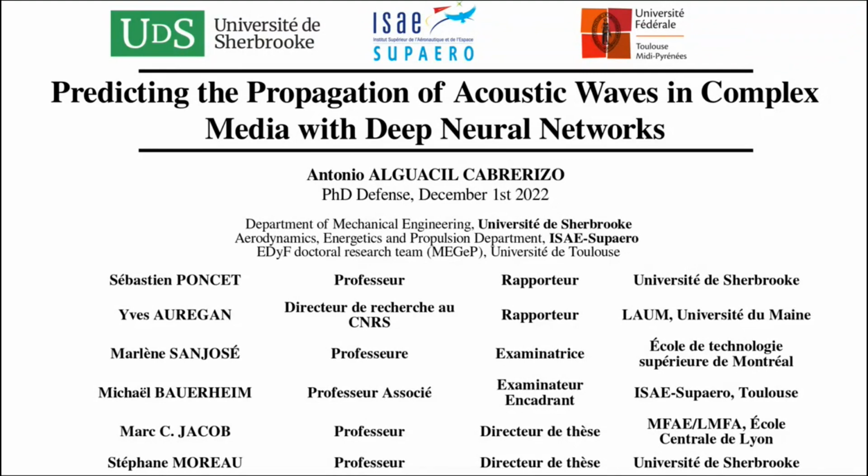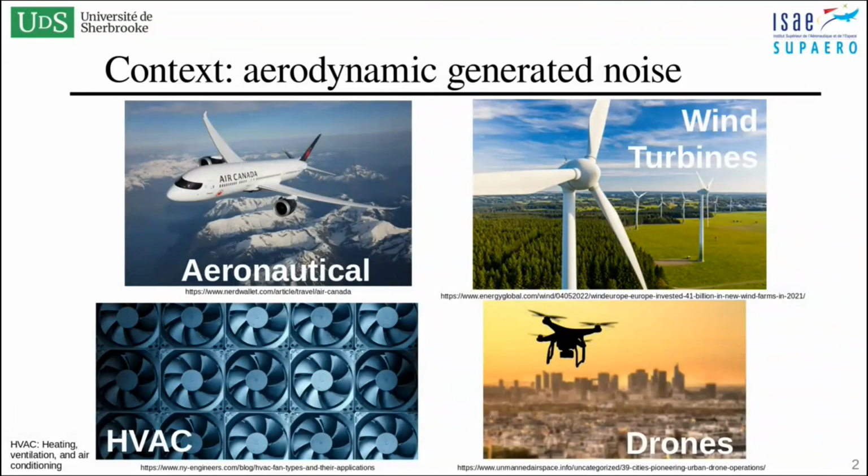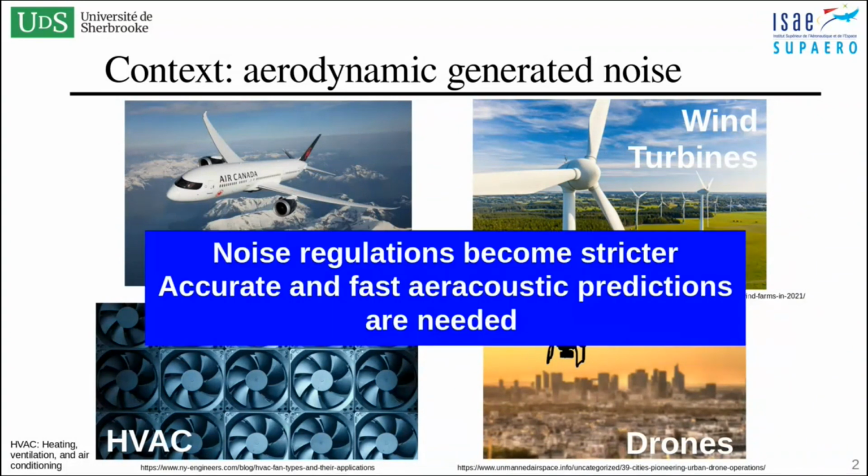I will present my work on predicting the propagation of acoustic waves in complex media with deep neural networks. The context of this thesis is aerodynamically generated noise, which is found in several industrial applications, such as aeronautics, wind turbines, heating, ventilation, and air conditioning, or the next generation of drones and urban air mobility. What they all have in common is that noise regulations are becoming stricter, and therefore there is a need to predict their acoustic noise more accurately and faster.